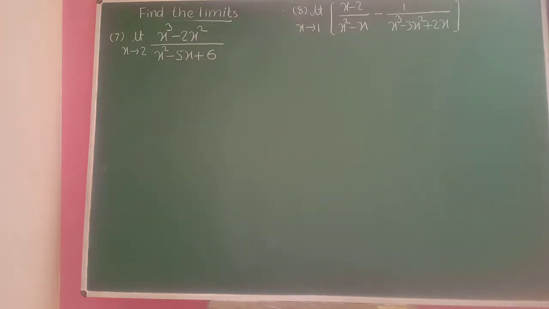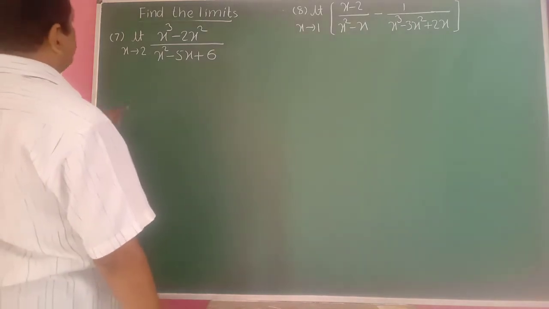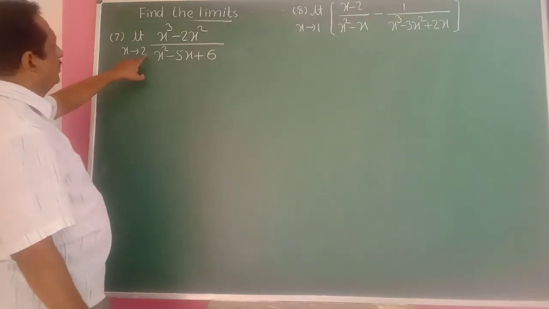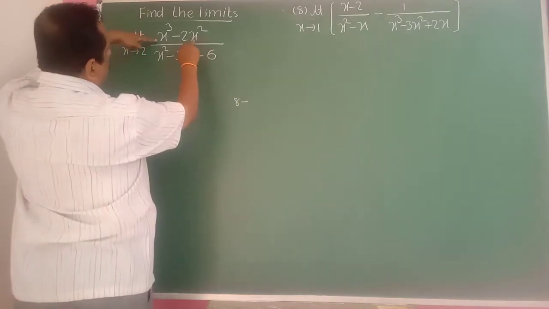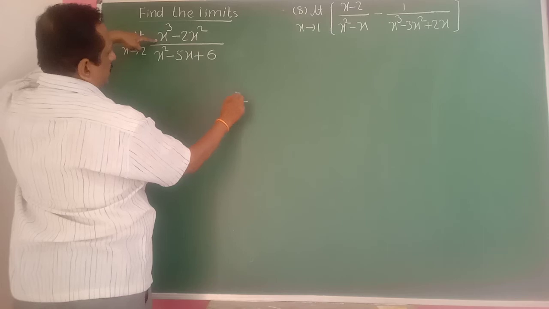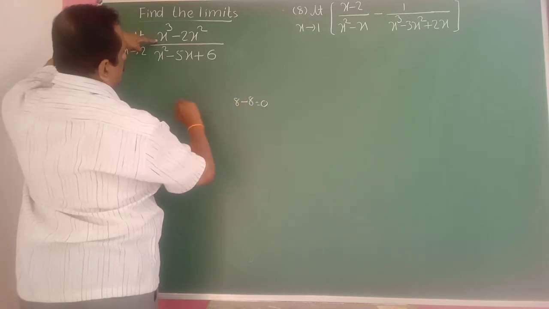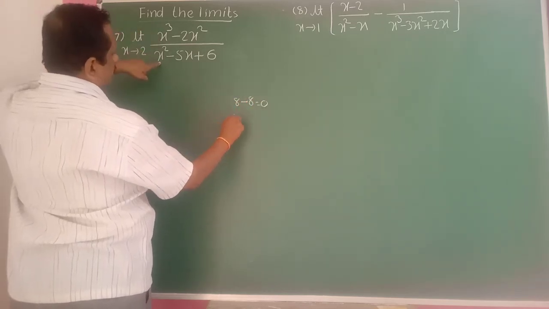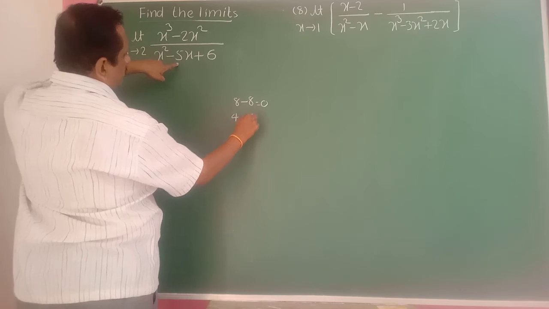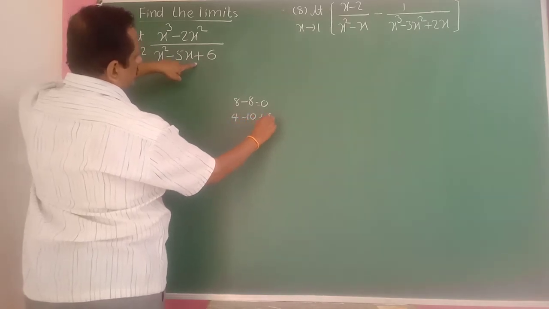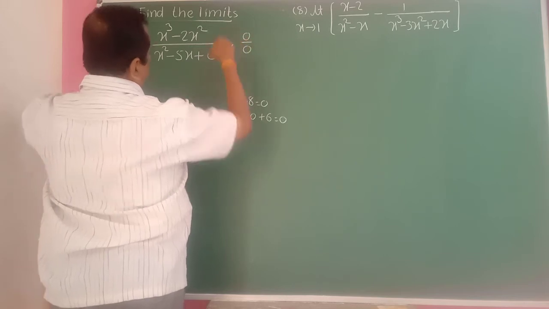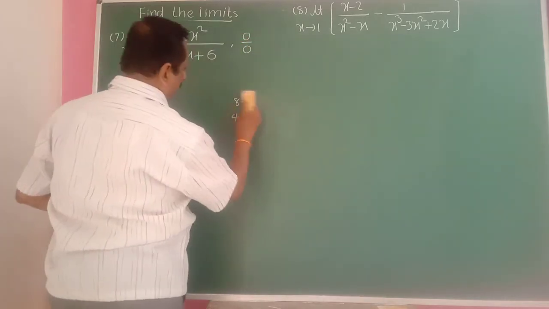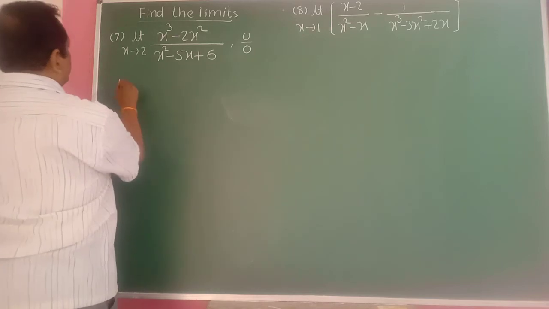So limit x cube minus 2x square divided by x square minus 5x plus 6. We put a 2 here. 2 cube is 8 minus 2 square is 4. 4 twos are 8, minus 8, it becomes 0. And here 2 square is 4, then 5 twos are 10 plus 6, it is 0. So 0 divided by 0 form here.